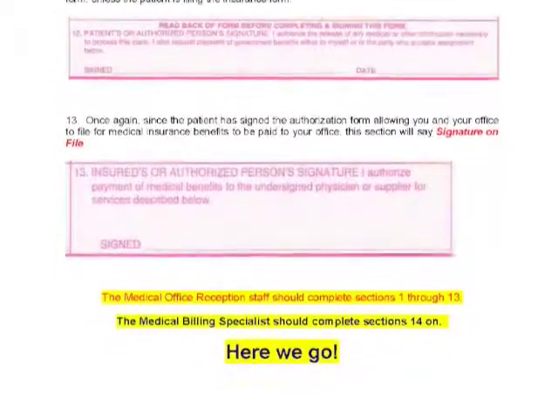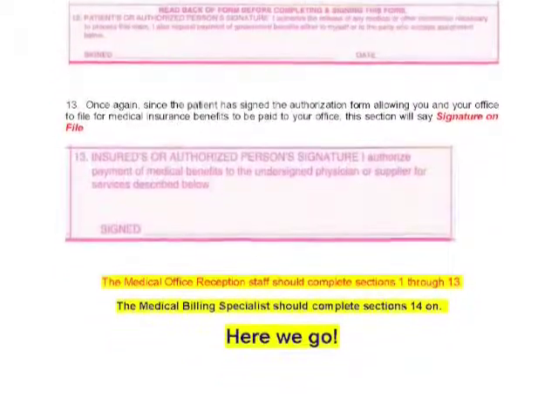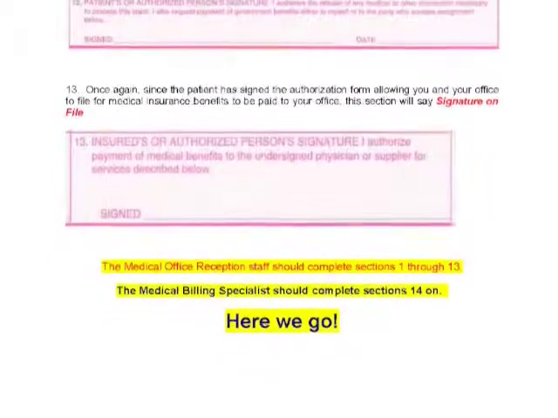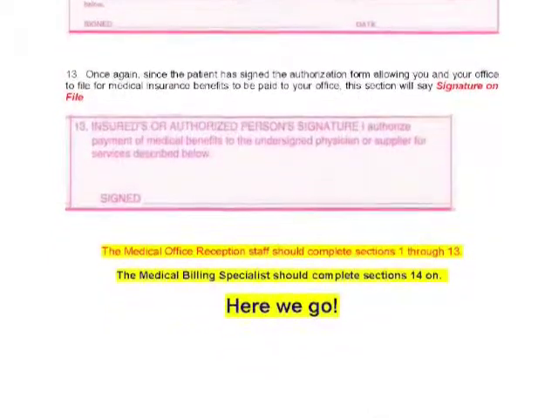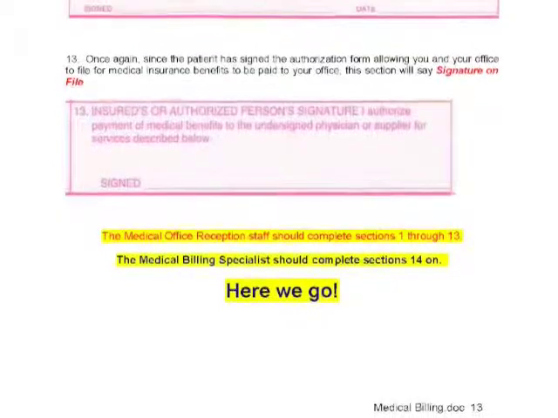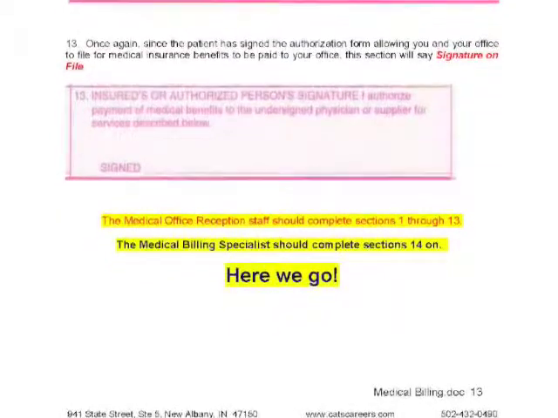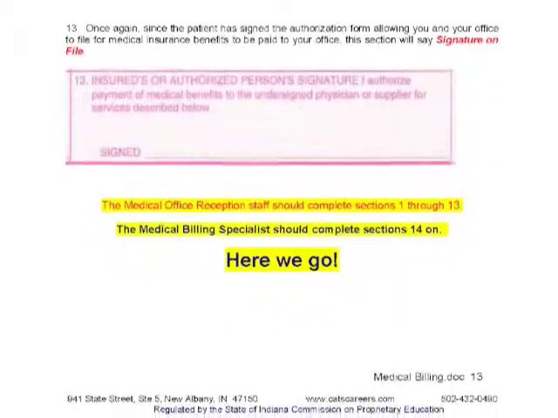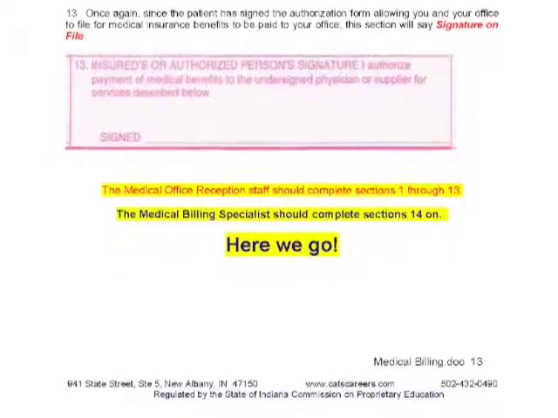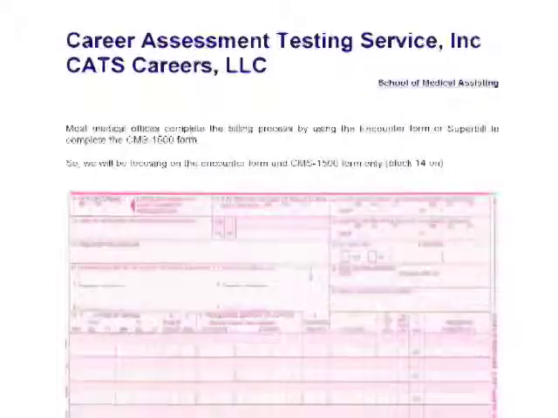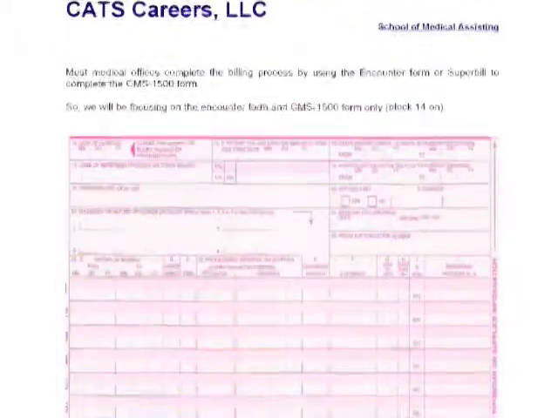The bottom of the page says the medical office reception staff should complete sections 1 through 13. The medical billing specialist should complete sections 14 on. So once again, 1 through 13 should already be filled in. We're going to focus on 14 down. Most medical offices complete the billing process by using the encounter form or superbill to complete the CMS form. So that's all you should need is the encounter form, okay?